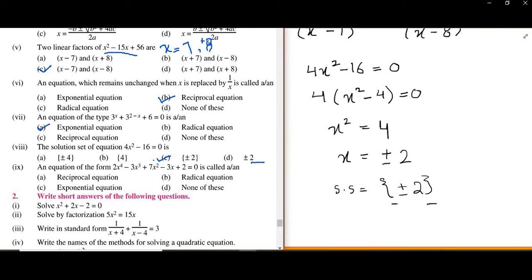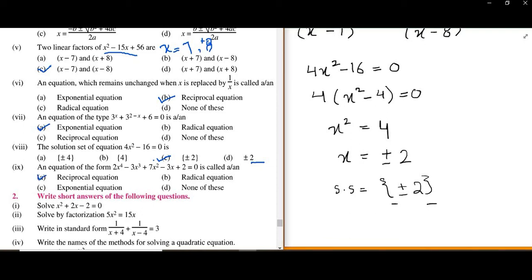Any equation of this type, 2x^4 minus 3 equals 7, is the last type of equation which we discussed, that is a reciprocal equation. Whenever there is a reciprocal equation, it is of that form: a is 2, b is minus 3, c is 7. The reciprocal equation is in this form.